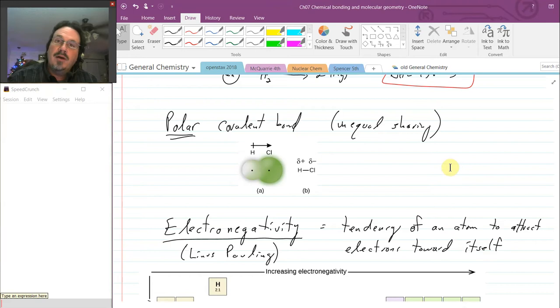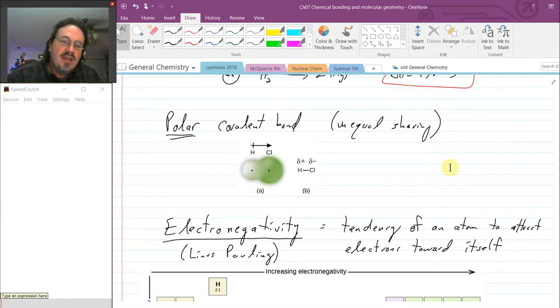Another way to think about it, are they being shared equally in time? Does half the time the one atom get those electrons and half the time the other one? Or is it more lopsided? 80% of the time one gets the electron and only 20% the other one? So either way is an okay interpretation. The question is just, are they being shared equally or not? And it turns out that different atoms do have a different affinity for those electrons. They want them more or less than other atoms.